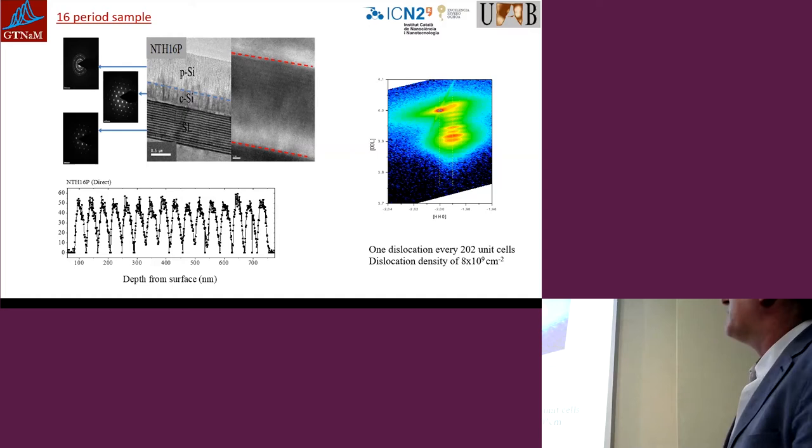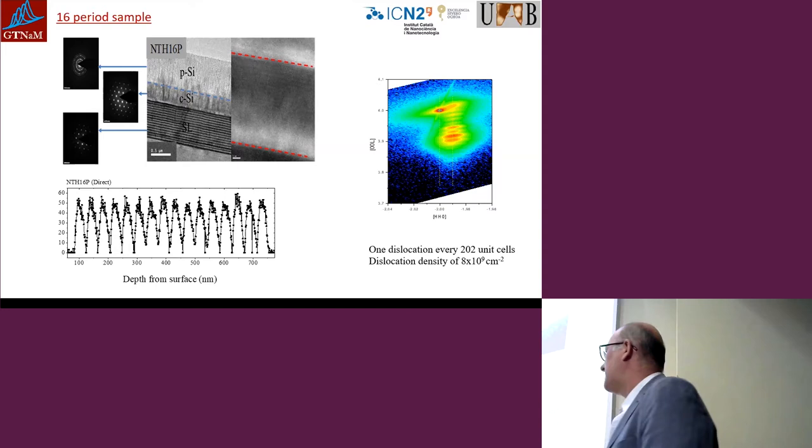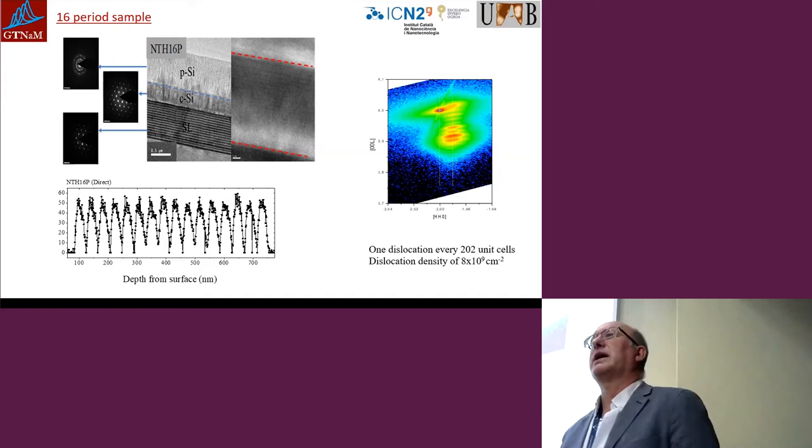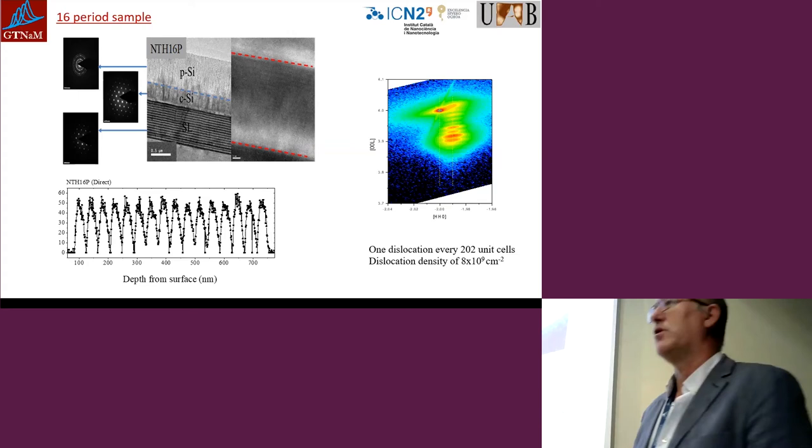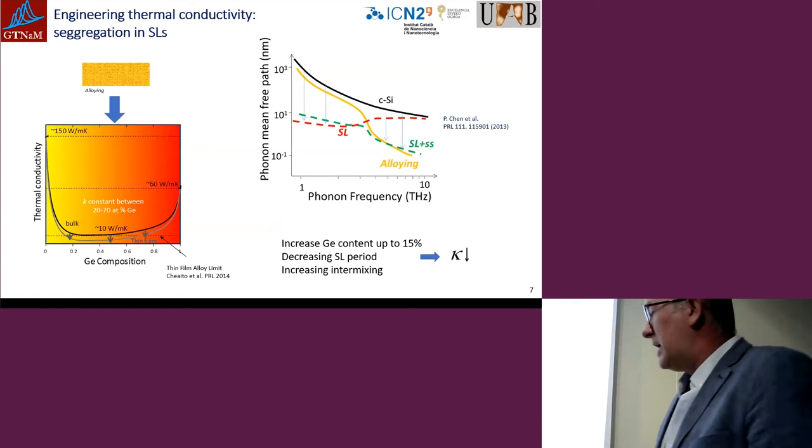So you see that this is the silicon substrate. This is the superlattices. There is a small change in the in-plane lattice parameter. And basically, this is telling us that we have one dislocation every 200 unit cells. When we count the number of dislocations that we have due to this partial relaxation, it's around 8 times 10 to the 9. And this is again below what is considered to be important in order to impair the thermal conductivity in these silicon germanium superlattices, that is above 10 to the 10 or 5 times 10 to the 10 dislocations per square centimeter.